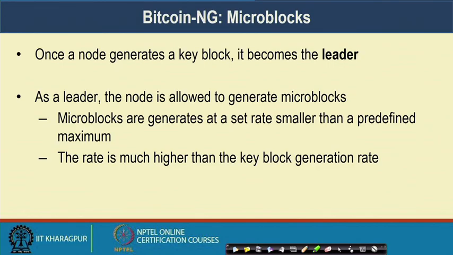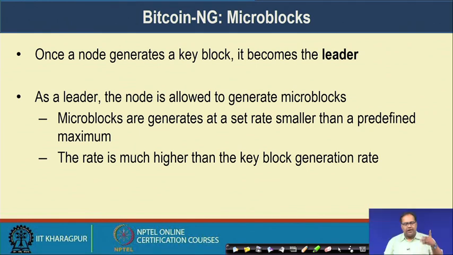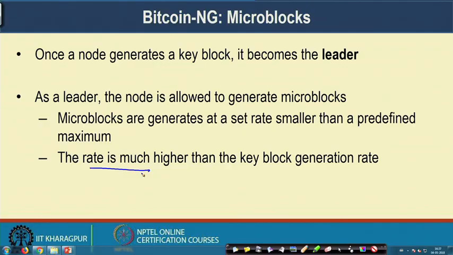So, coming to the microblocks. Once a node generates a key block, it becomes the leader, and as a leader the node is allowed to generate microblocks. These microblocks are generated at a rate smaller than a predefined maximum. So, you have a certain predefined rate, and you generate the microblocks at a rate smaller than that, and this rate of generating microblocks is much higher compared to the key block generation rate.